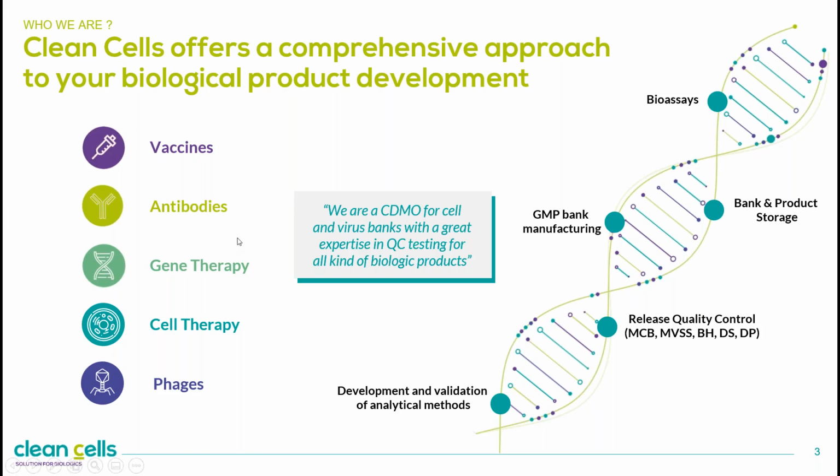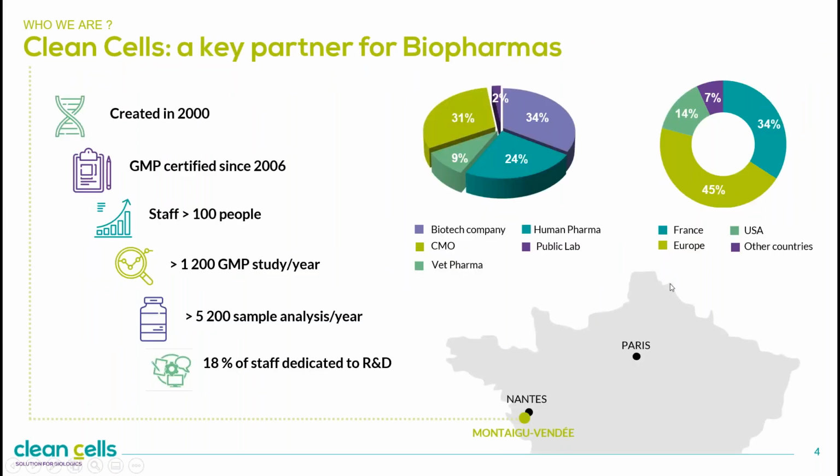So we are able to work with various biological products, such as vaccines, antibodies, gene therapy products, cell therapy, and phages. We are located in France, near the city of Nantes, on the Atlantic coast of France. We have around 110 employees on site. The company was created in 2000, and each year we are able to conduct 1,200 studies, which represent approximately an average of 5,200 sample analyses.